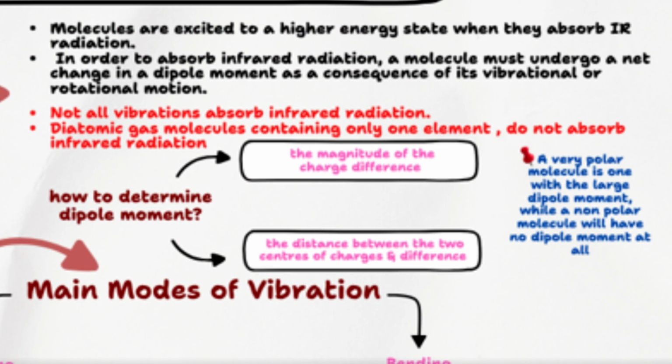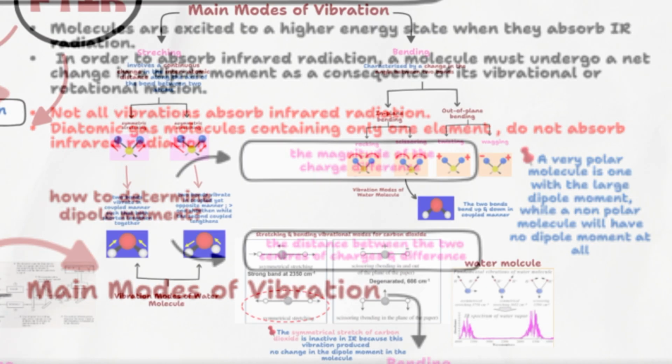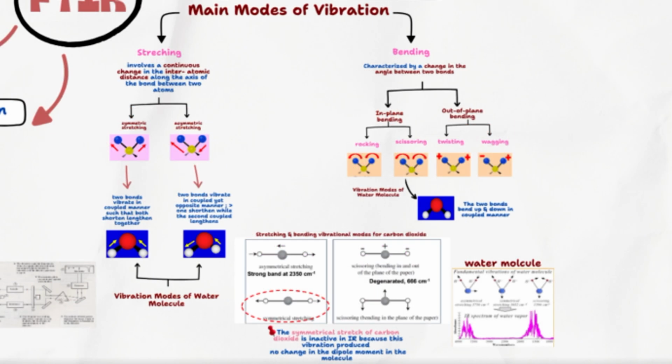There are two ways to determine dipole moment. First, the magnitude of the charge difference. Second, the distance between the two centers of charge. Now, let's move on to the main modes of vibration. There are two main modes.